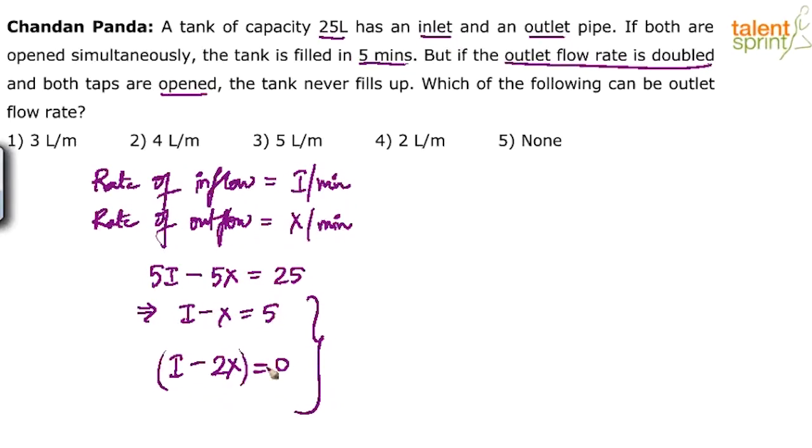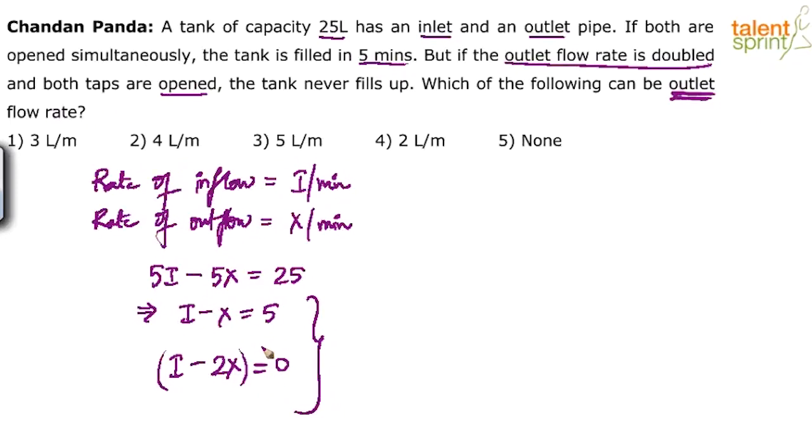Now, two equations, two variables, maybe you can try and solve. What is being asked? Which of the following can be the outlet flow rate? Can be, possible. So there are multiple values possible basically. That is the reason we are using less than or equal to, but we can take equal to also to find out the value of x.